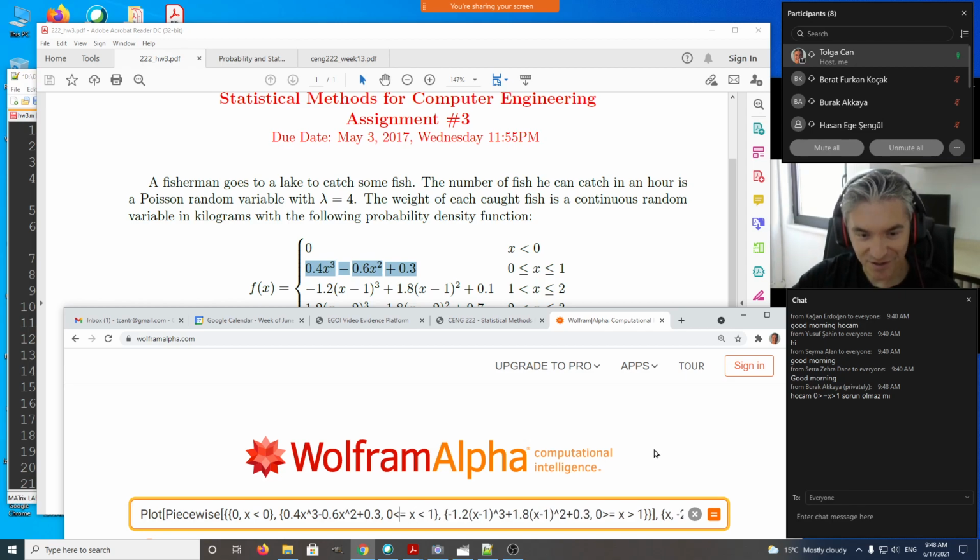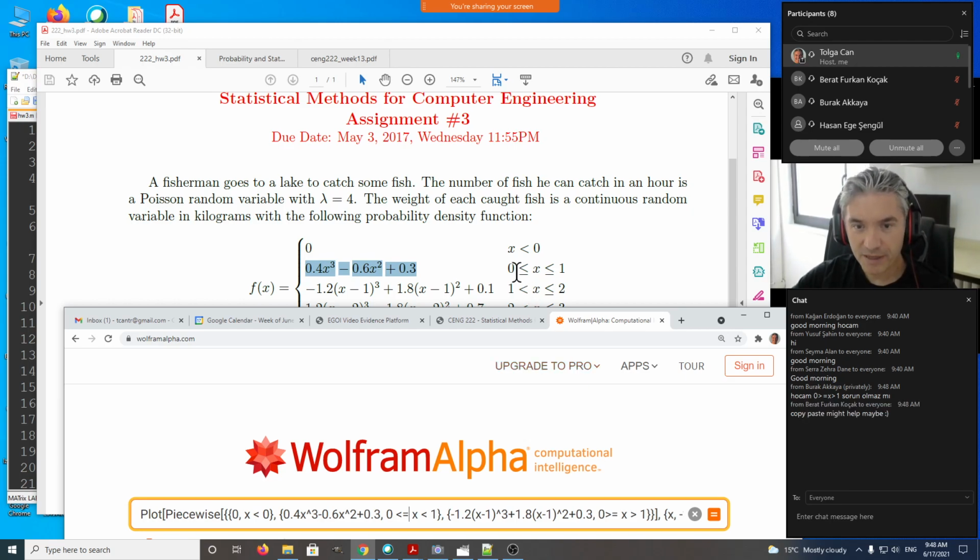Sorry, it's a problem. In order to indicate x is between 0 and 1, you need to write it like this. If you write it the other way, it will be a problem. Yeah, copy and paste.